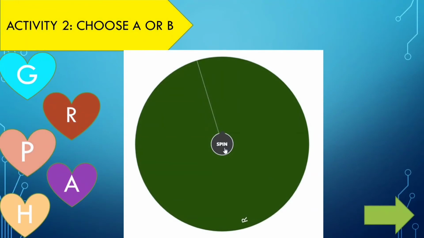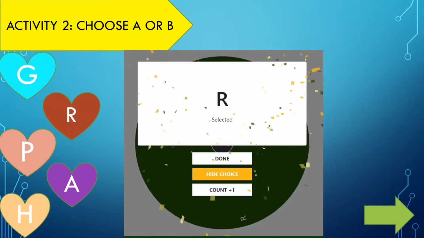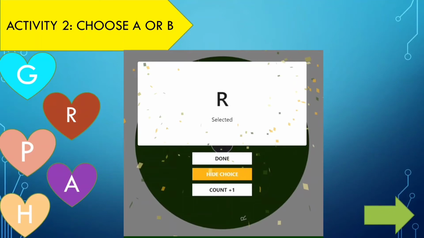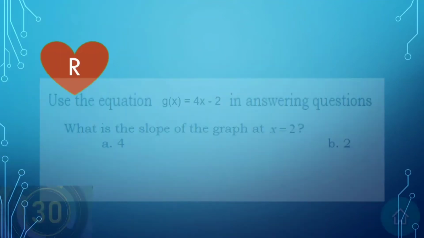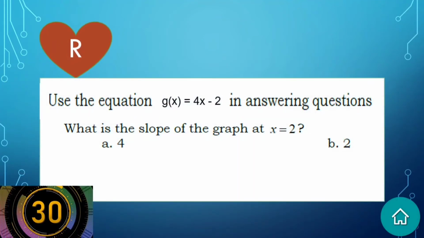Okay, so it's expected that the last letter is R. Okay, so the last question in this activity is: use the equation g of x is equal to 4x minus 2 in answering questions. What is the slope of the graph at x is equal to 2? Is it A, 4, or B, 2? So that is our final question. What is your answer in this? So your timer starts now.